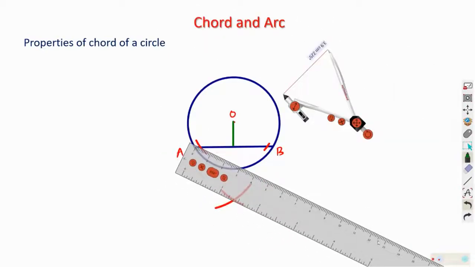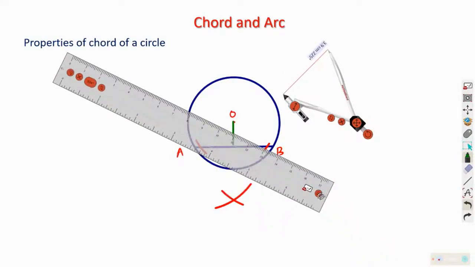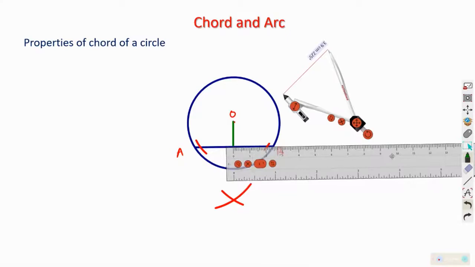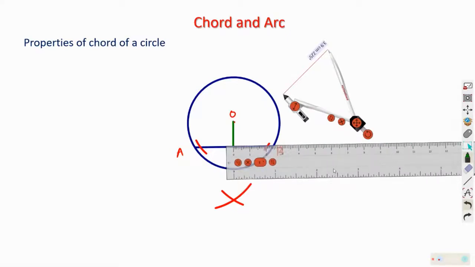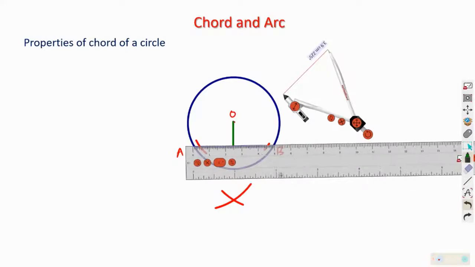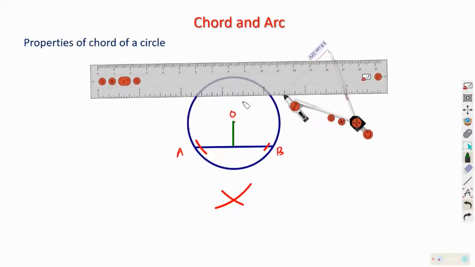I am taking the ruler over there for measurement. Okay, I am measuring the distance from the point at which this perpendicular is intersecting the chord. It is 2.123 around, and on the other side also it is 2.123. That means this particular perpendicular drawn from the center of the circle to the chord divides the chord equally.